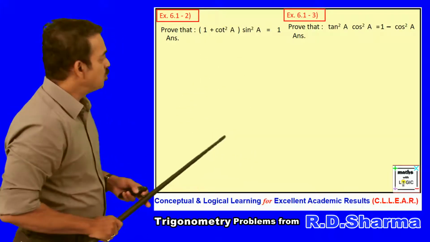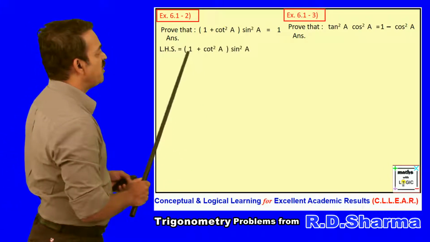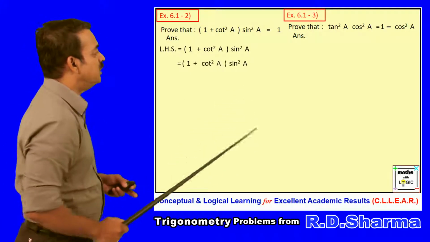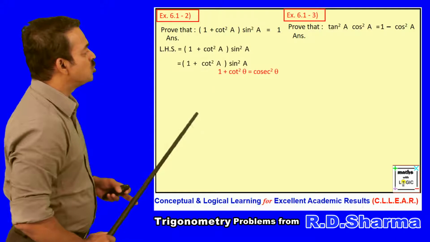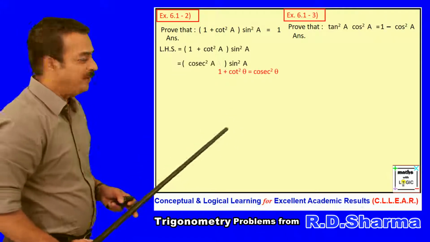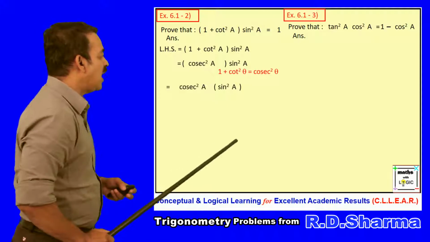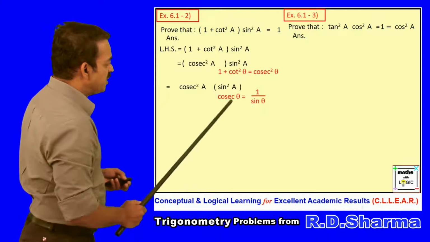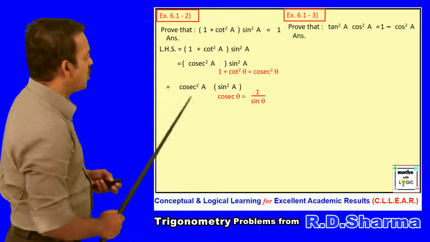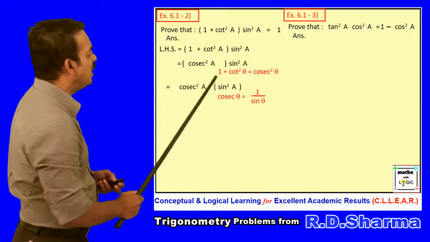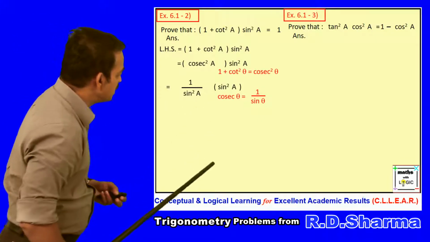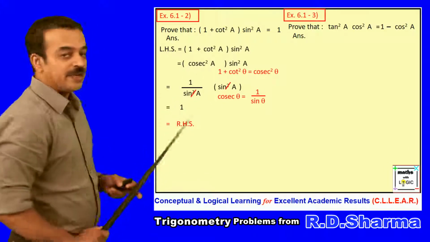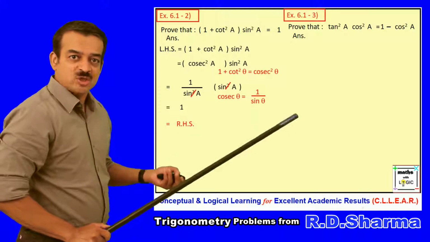It is cosec. So beginning with this, you are already aware we have a formula: 1 plus cot square theta is equal to cosec square theta. So I am going to replace this 1 plus cot square A as cosec square A. And in the next step, I will replace cosec as 1 upon sine. So I get 1 upon sine square A into this. This is getting cancelled. So I get the answer to be equal to 1, which is equal to your other side. So pretty similar to your previous question.